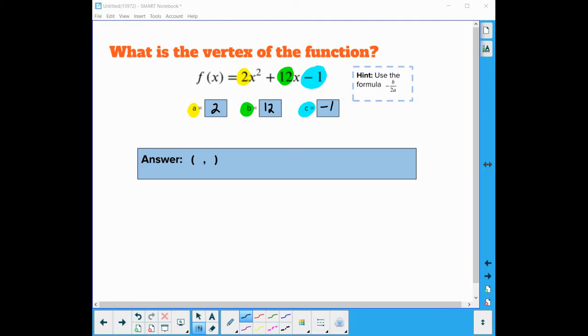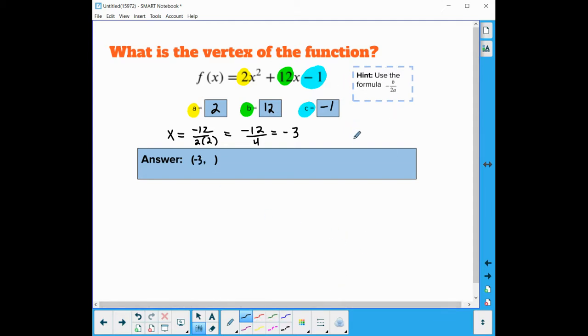And so I'm going to take my formula, negative b over 2a, and use it to find the x coordinate of my vertex. So b is 12, and I like to say opposite of b. So the opposite of 12 is negative 12. And then a is 2, so I have to multiply that by 2. So it's really negative 12 divided by 4, which is negative 3. So the x coordinate of my vertex is negative 3.